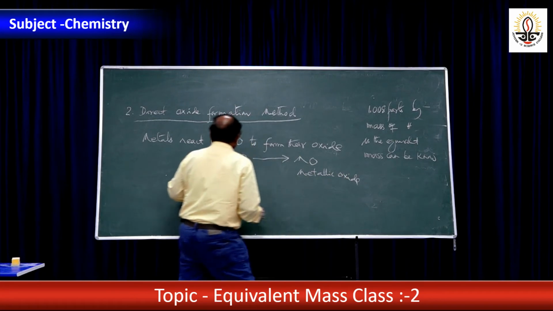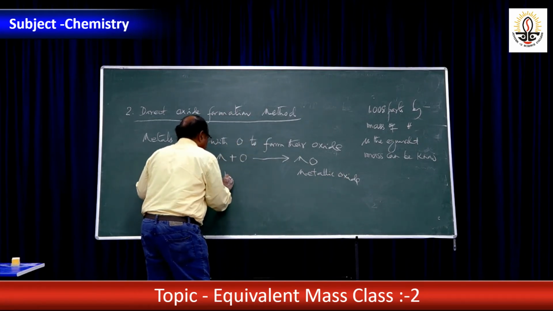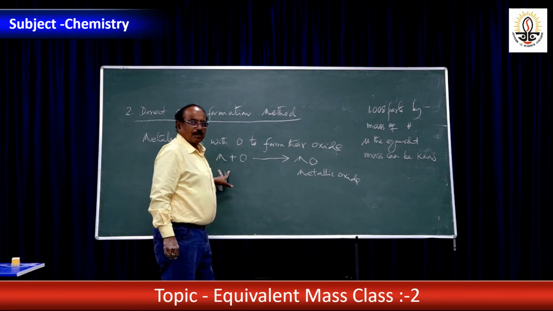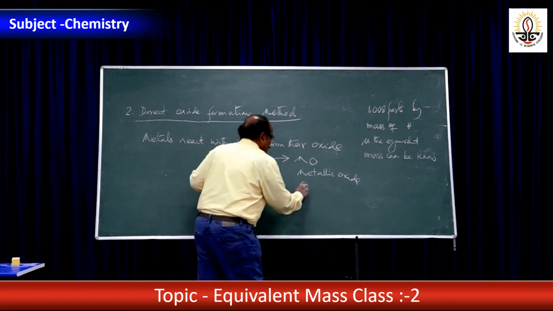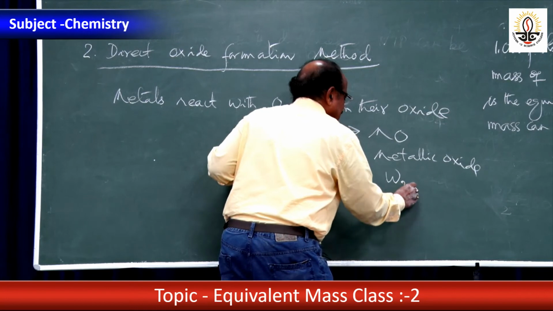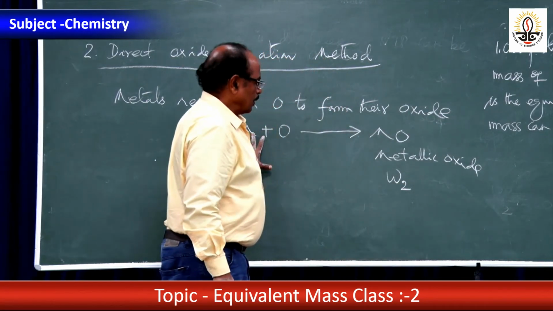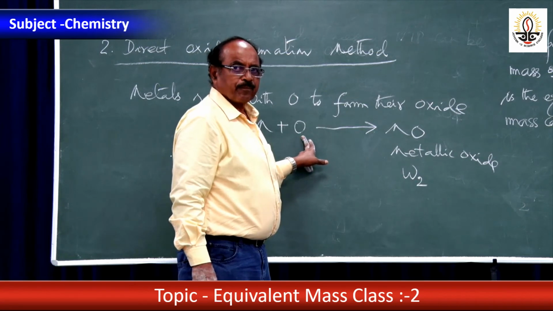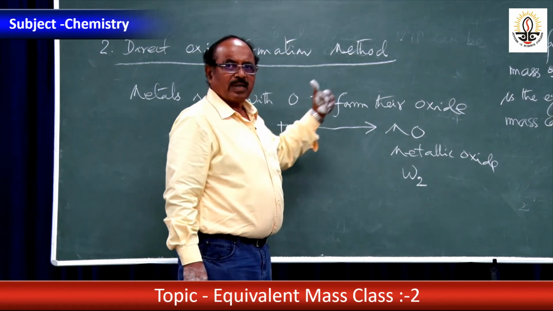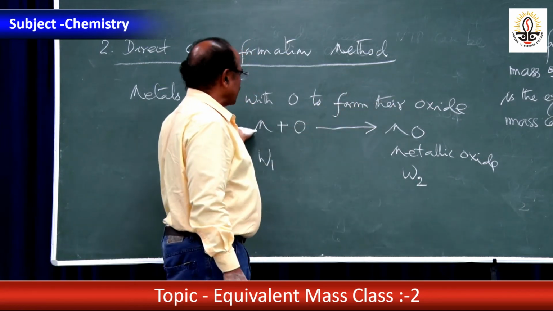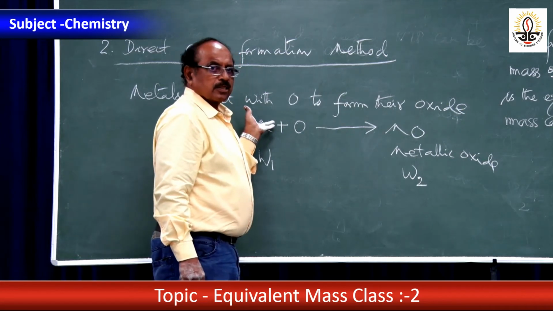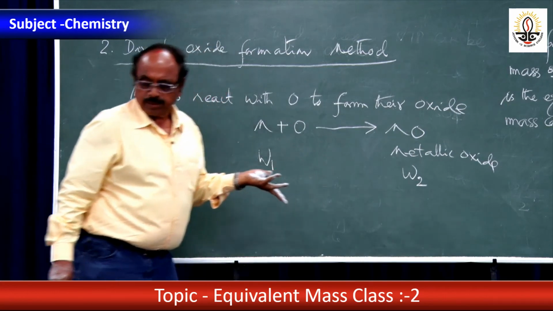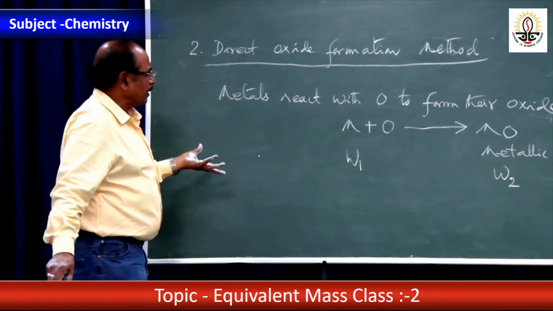Suppose you know the weight of the metal. Suppose the weight of the metal is W1, and the weight of the metal oxide is W2. So from W2 minus W1 we can know the weight of oxygen. So W2 minus W1 gram of oxygen combined with W1 gram of metal. So 8 parts by mass of oxygen can combine with how much metal? That can be given to us. So what is the method?